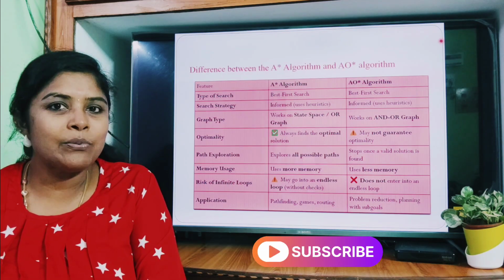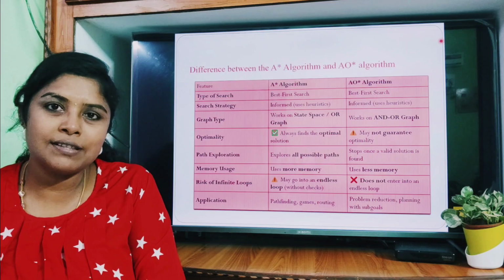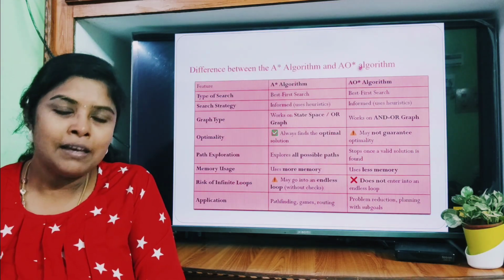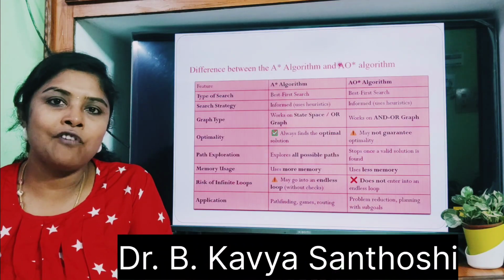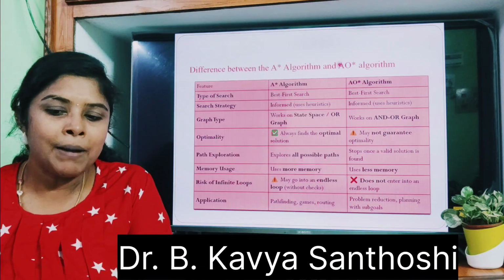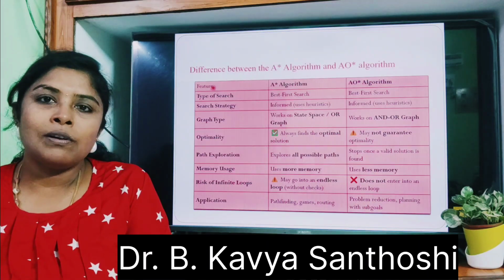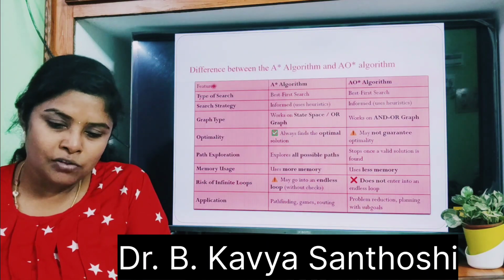In this video, I would like to clearly give you the differences between A-star algorithm and AO-star algorithm. These two algorithms are informed search algorithms, but let us see the key differences between the two. So let us begin by comparing each feature.